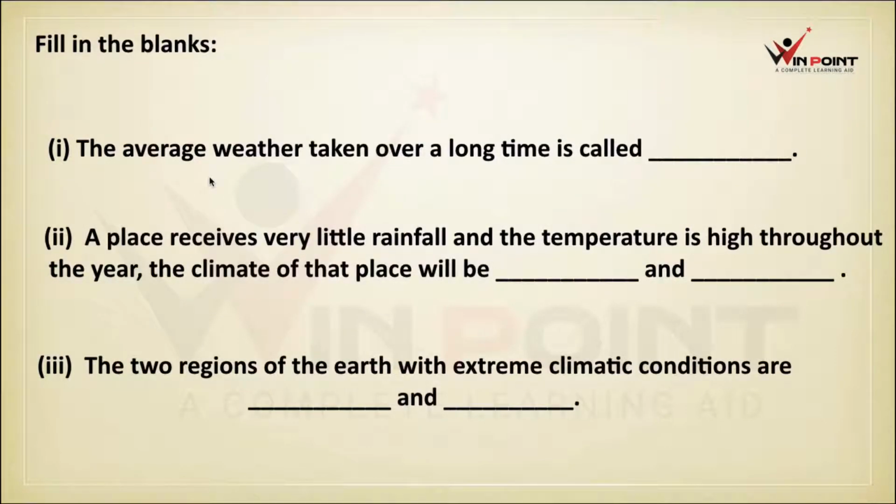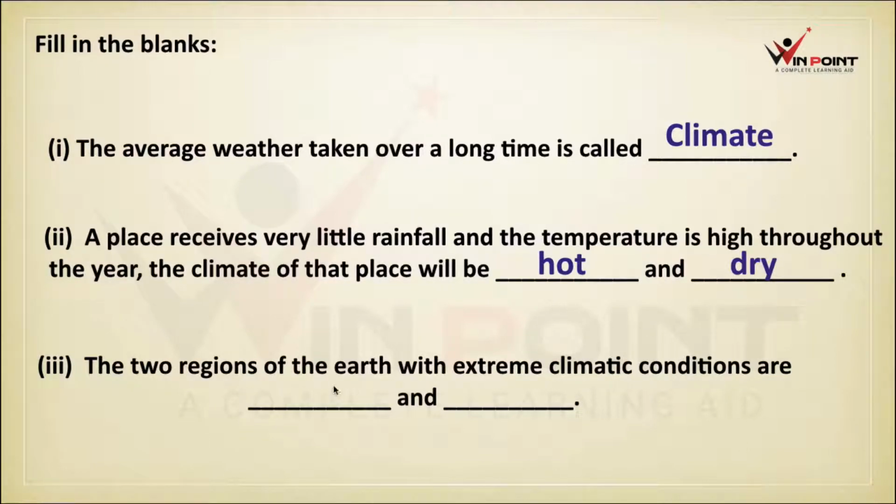Fill in the blanks. The average weather taken over a long time is called climate. A place receives very little rainfall and temperature is high throughout the year. The climate of the place will be hot and dry because of very little rainfall and high temperature. So the climate will be hot and dry.